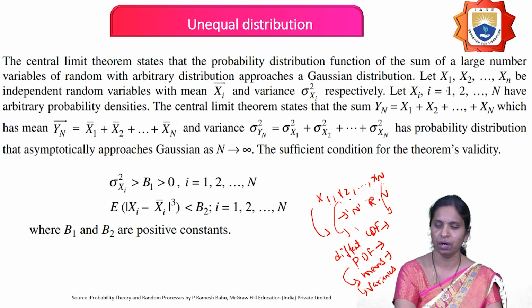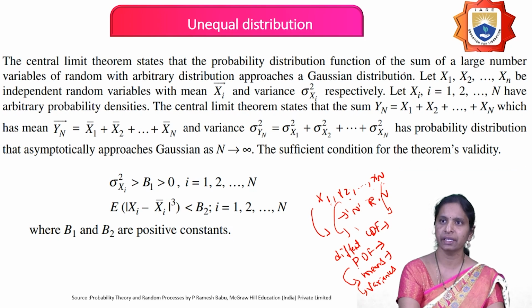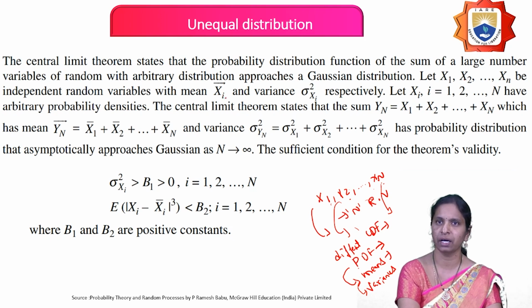Now, for example, we are taking N random variables, x1, x2 and so on, xn, and each random variable is having the mean xi bar. It means the random variable x1 has the mean x1 bar, x2 has the mean x2 bar, and xn has the mean xn bar, and the variance is sigma xi square. So x1 has the variance sigma x1 square, x2 has the variance sigma x2 square, and so on, and xn has the variance sigma xn square. So they have different distributions, different means and different variances.